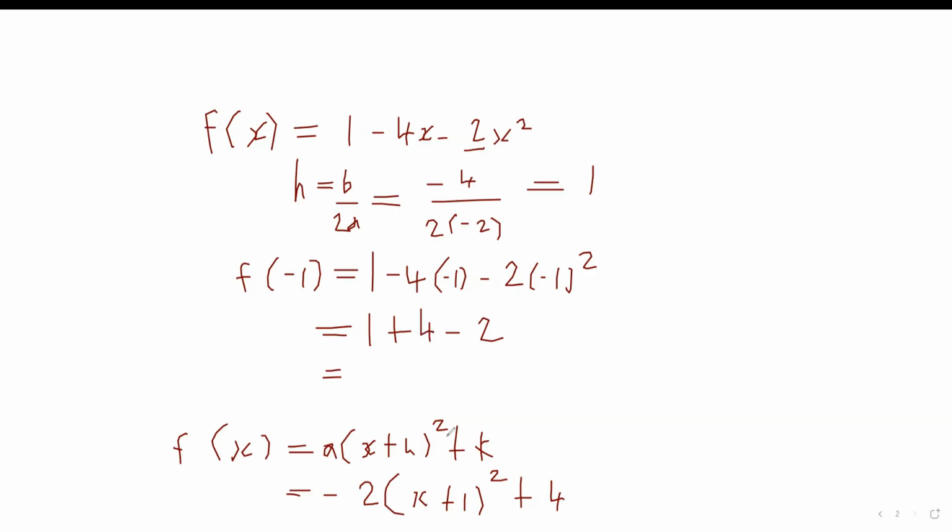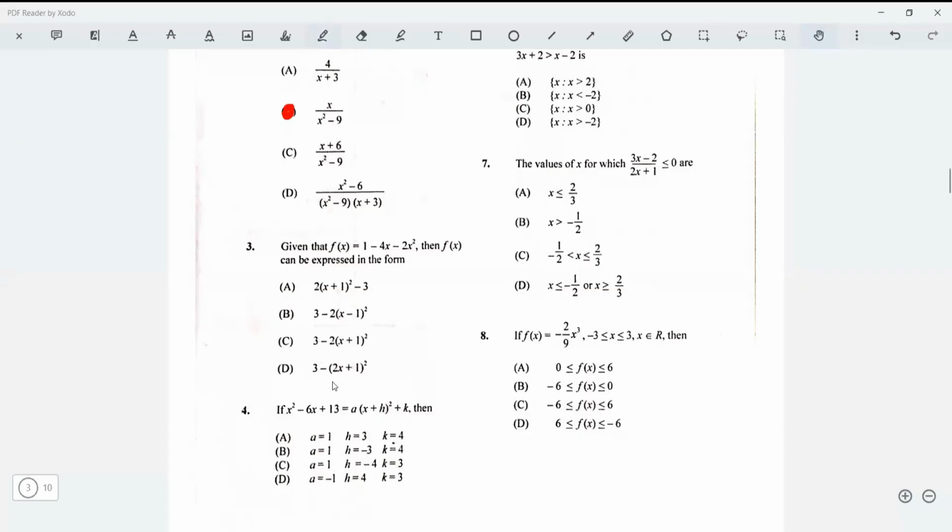And then they didn't want it in this form, so you could put the 3 to the front to make it 3 minus 2 times x plus 1 all squared. So this is it, 3 minus 2 times x plus 1 all squared. All right, now we'll finish. So that is 3 times 2 minus x plus 1 all squared, option C.